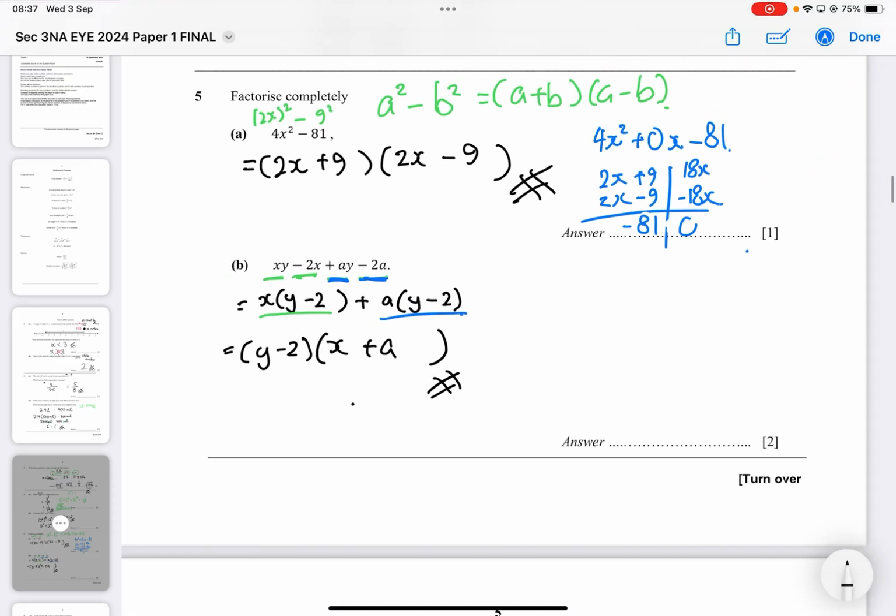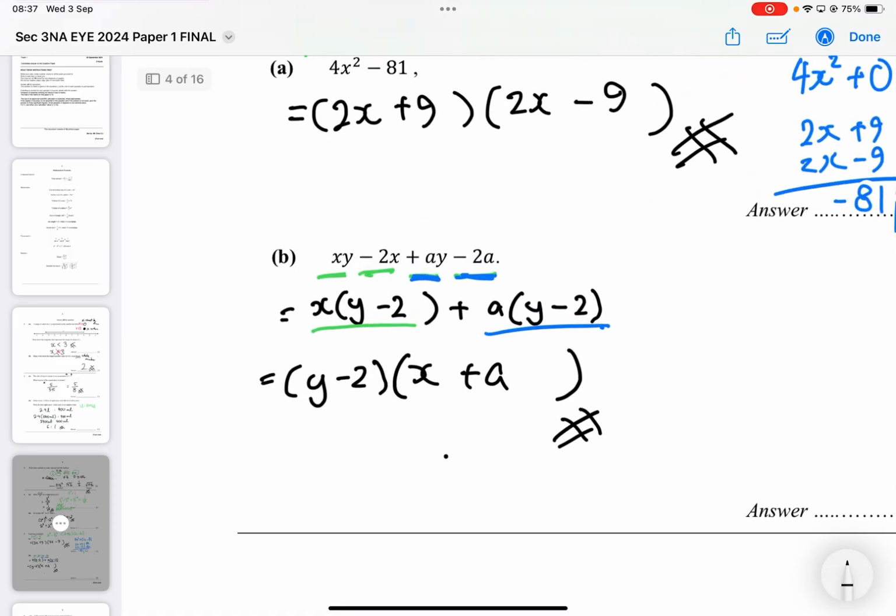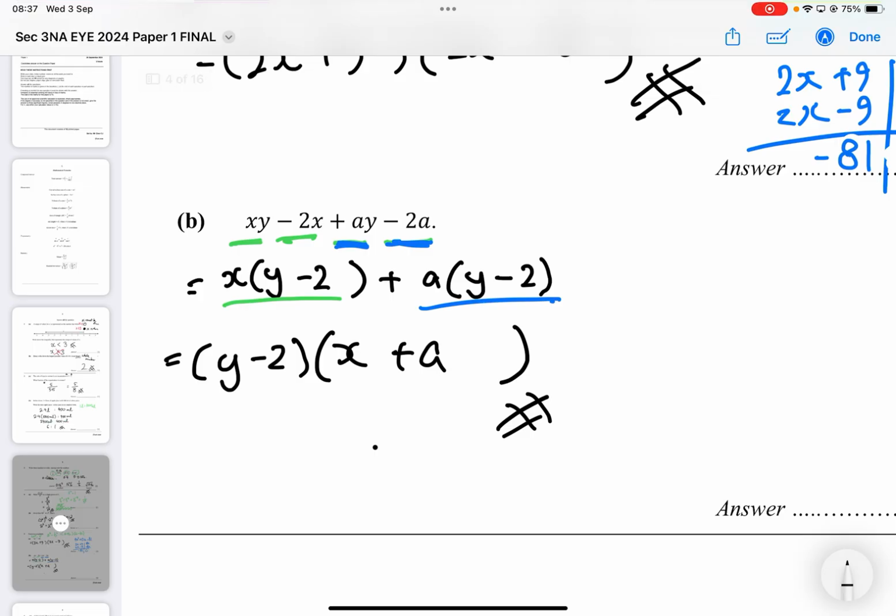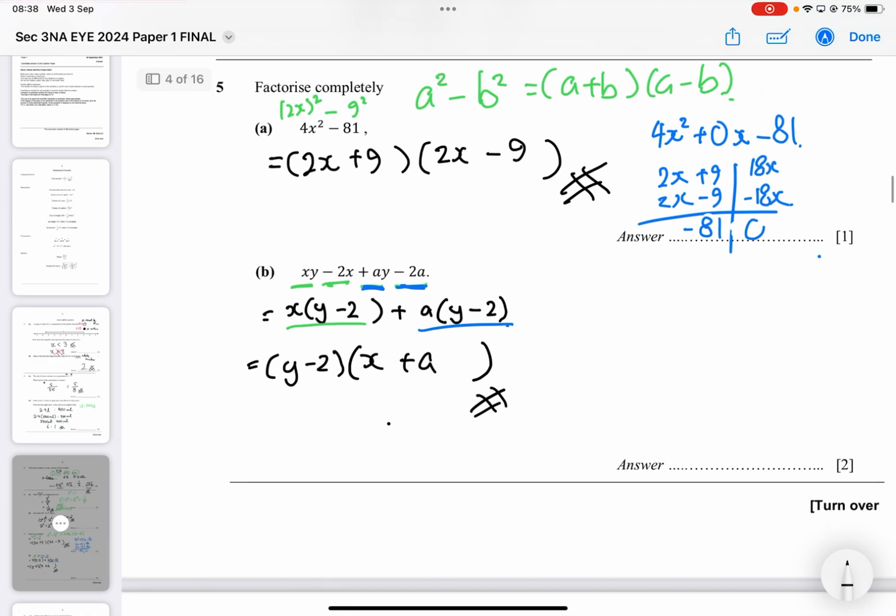Okay? These 2 marks are considered easy lah. They can make it difficult if one is y minus 2, one is 2 minus y. Then you must factorize out a negative sign. That one, we will see later when we come to it. But the easy one is where the bracket is exactly the same. Then we just take out the bracket.